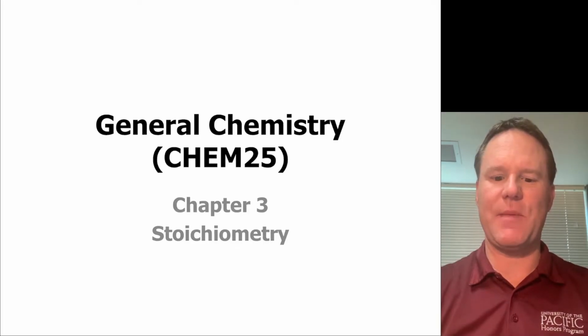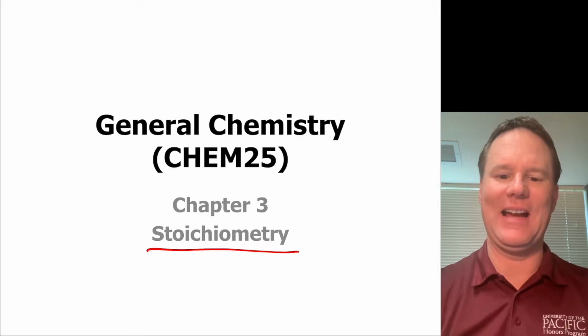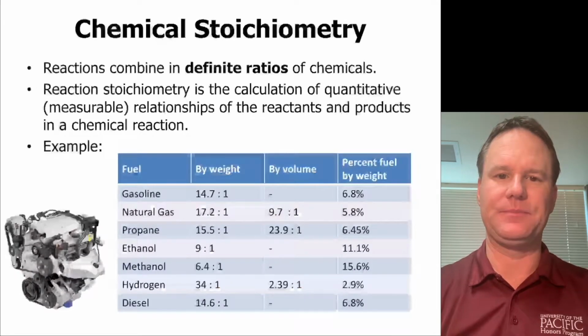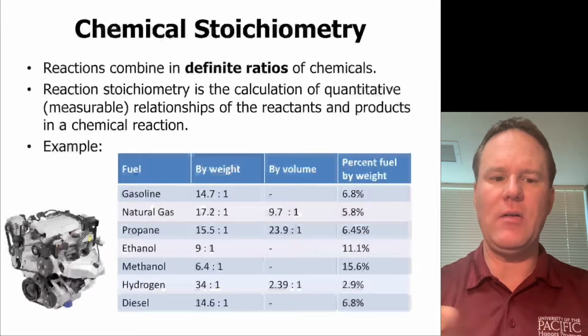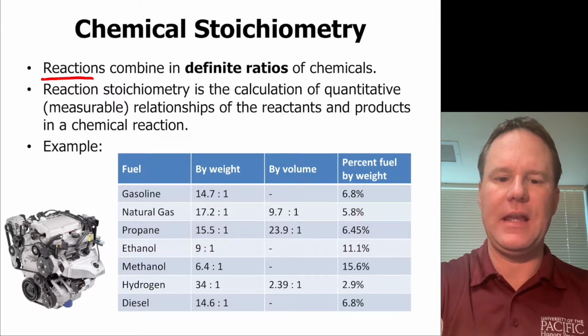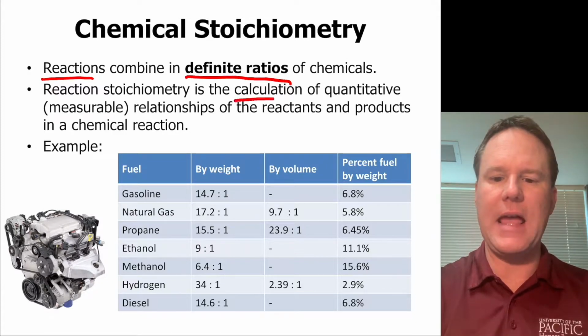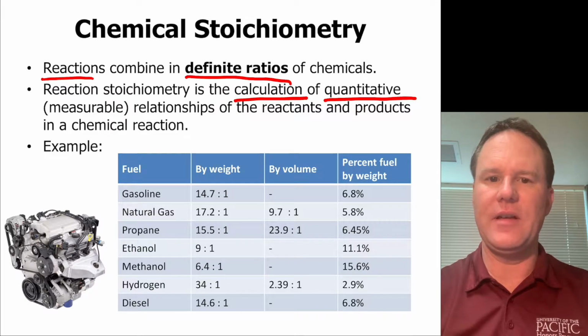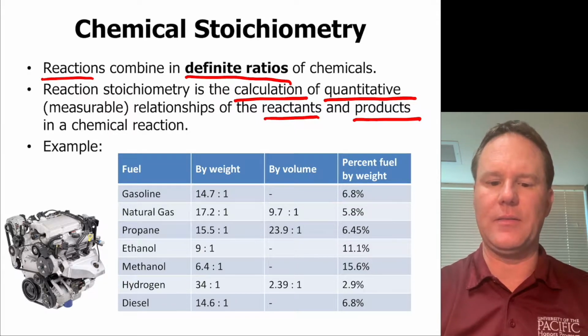Hello, this is chapter 3 of CHEM25, and this chapter is going to be about stoichiometry. Alright, so let's see what this is about. We will talk about in what ratios chemicals react, how reactions happen in definite ratios, and how we can use this to calculate quantitative relationships between reactants and products in a chemical reaction. And this is quite fundamental, okay?